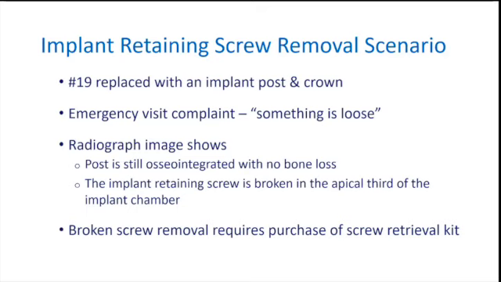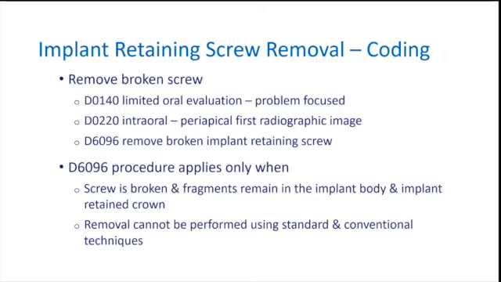Because your radiograph shows that it is broken in the apical third, you recognize that to remove this, you're going to need a screw retrieval kit. You don't have one in your possession. It's going to require ordering special equipment, and it is more than just using the implant driver to remove a broken screw. As always, provide a narrative discussing this added effort when you are required to remove the fractured screw.